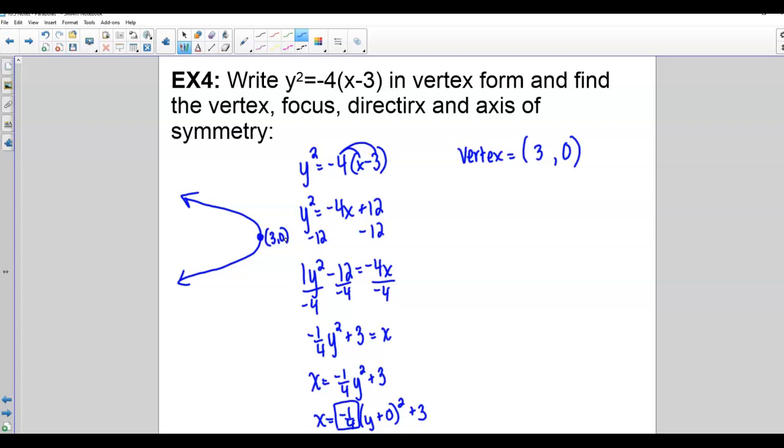Now, before we can find our other parts, we need to know that p-value, which is 1 over 4a. In this case, that's 1 over 4 times 1/4. I'm leaving that negative off here and just going with the value. The reason that I'm doing that is because I'm relying on my picture to tell me whether I need to move to the left or the right. So I just need to know that distance. And so my focus is going to be 1 to the left, and my directrix here is going to be 1 unit to the right.